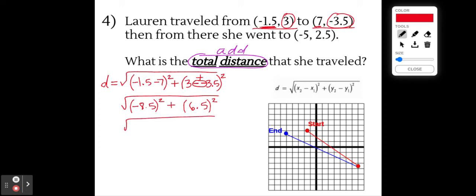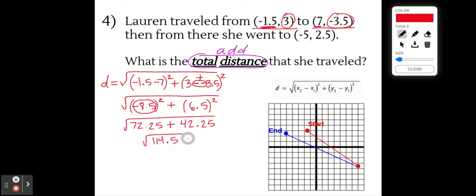Okay, so then I'm going to take my calculator and do negative 8.5 to the second power, and that should give me a positive number because it's negative 8.5 times negative 8.5, and that's 72.25. And then 6.5 squared is 6.5 times 6.5, which is 42.25. Lastly, then I add these two together. And when you add them together, you get 114.5.